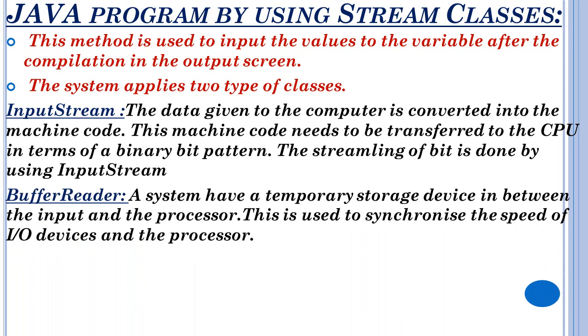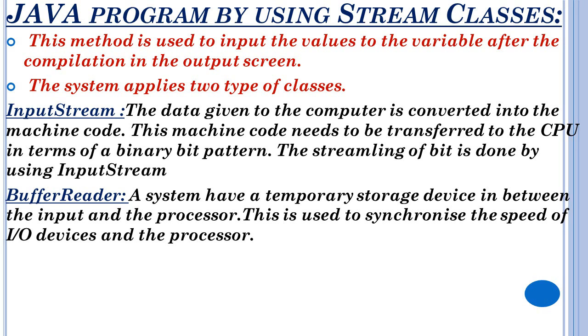Second is about buffer reader. You will enter the data. That data needs to go to the processor, right? Before that, it needs to be stored in some other place. So a system has a temporary storage device in between the input and the processor. This temporary storage device is known as a buffer reader. Buffer reader will give a temporary storage device to store your input data before going to the processor.